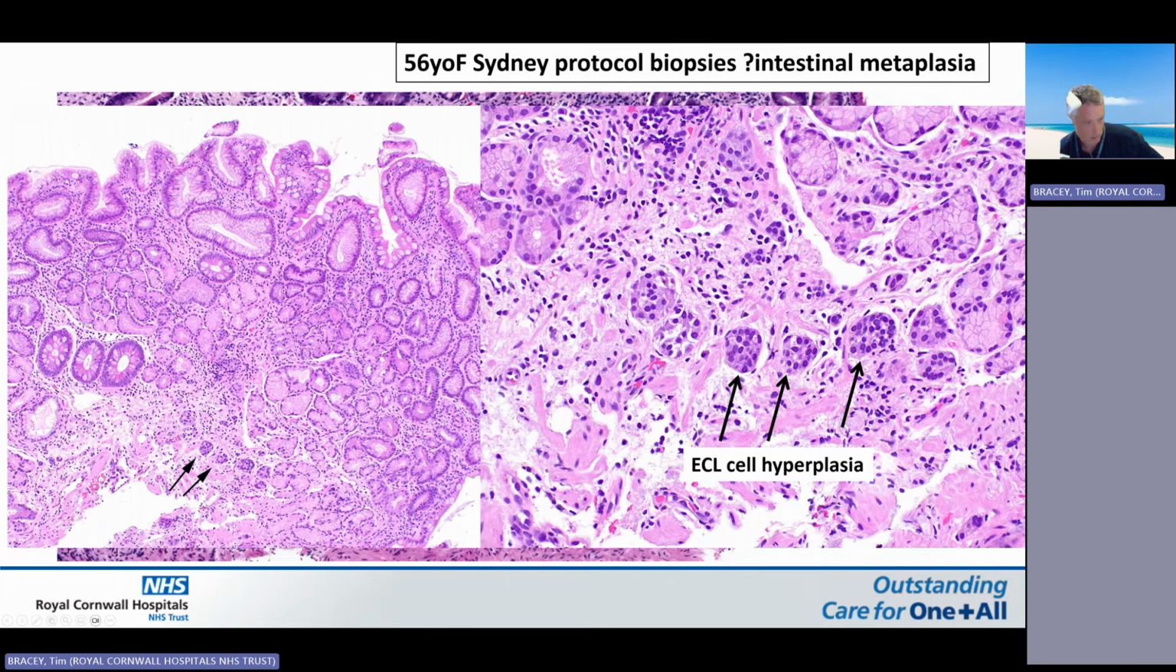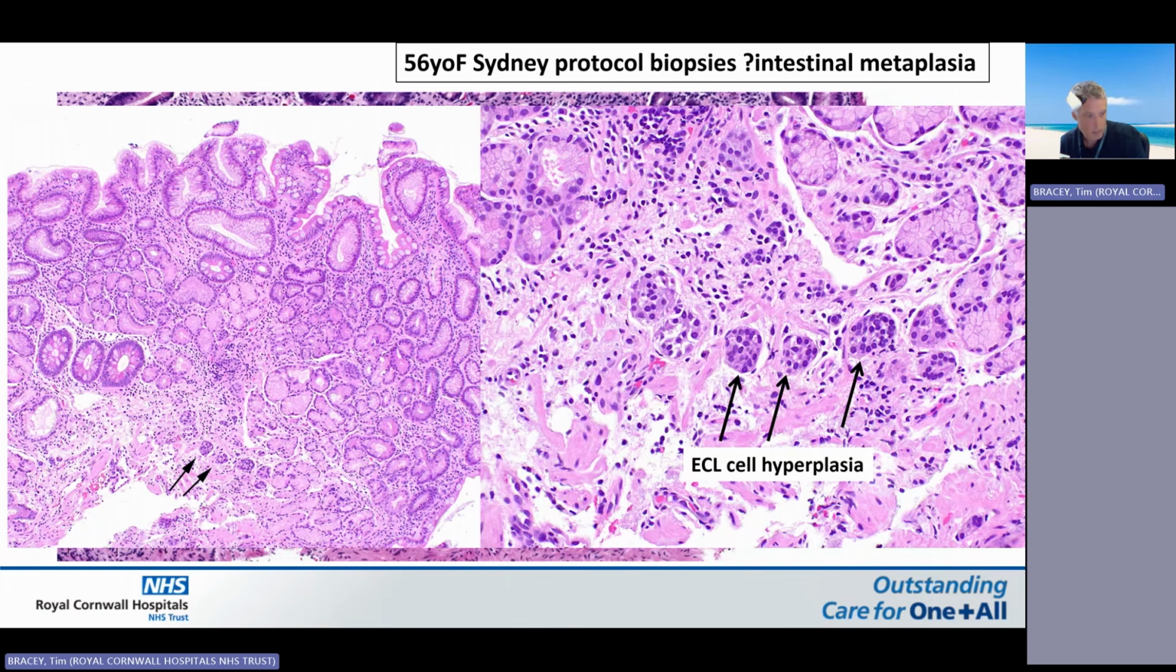So distribution matters. Autoimmune gastritis primarily affects the body and the fundus, and it has relative sparing of the antrum. So nodular ECL cell hyperplasia in true oxyntic mucosa is the crucial clue to making this diagnosis.